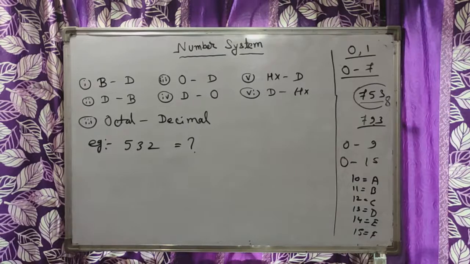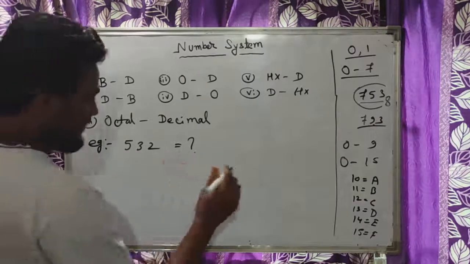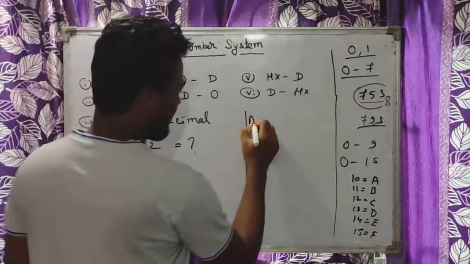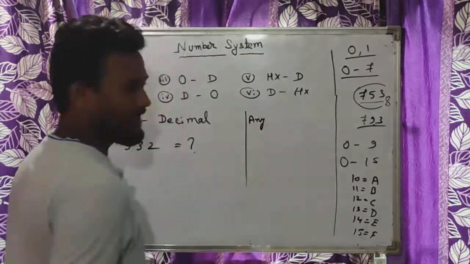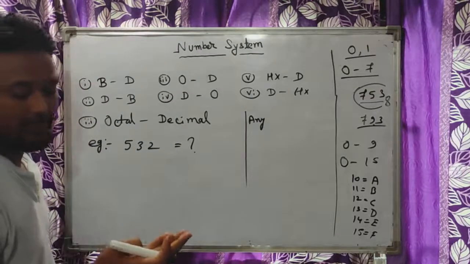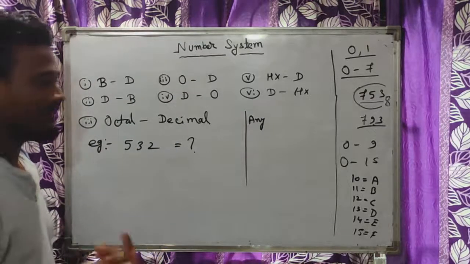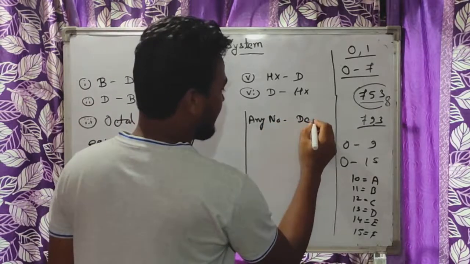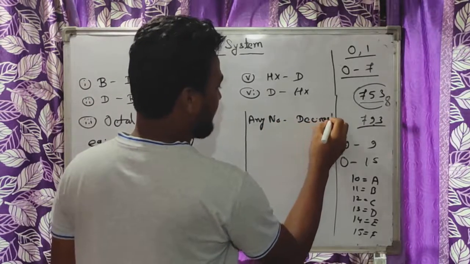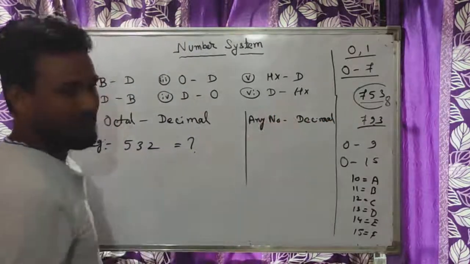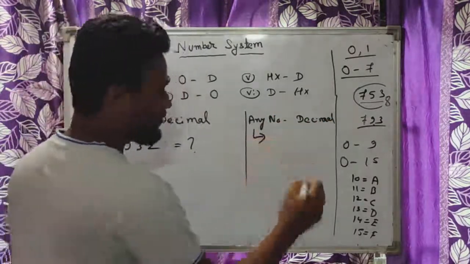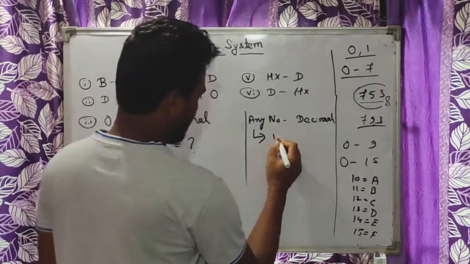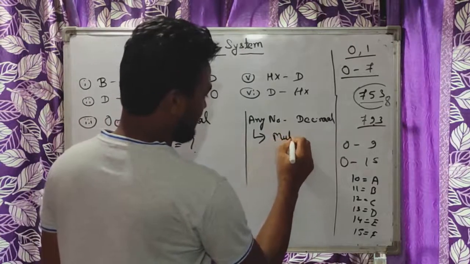One point you should remember here: if you have to convert any number, including binary, octal, hexadecimal, or decimal, to a decimal number, then we are going to follow only one method, that is multiplication. Multiplication what?